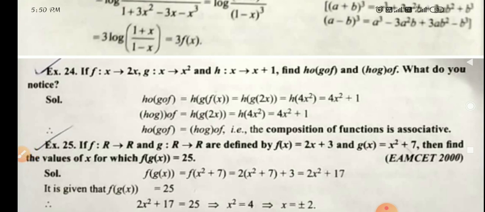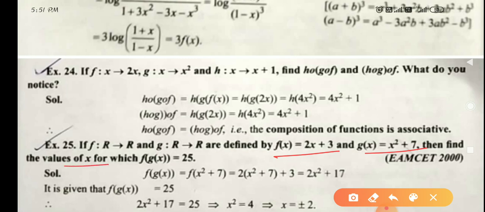Example 25. In example 25, you see, one function is given: f from real numbers to real numbers, g from real numbers to real numbers, fx equals 2x plus 3, gx equals x square plus 7. Then find the value of x. This time it is given fog x equals 25. First of all, in terms of x, you find fog x. In place of gx, first you put x square plus 7. Now in function f, in place of x, you put x square plus 7. So it is coming 2 into x square plus 7 plus 3, that is 2x square plus 17.